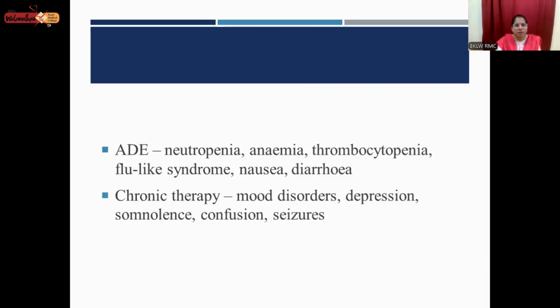These are the adverse effects. They reduce blood counts like neutrophils, RBCs, and platelets, and they mimic a flu-like syndrome when given IV, and may produce nausea and diarrhea. Chronic administration may lead to mood disturbances, depression, confusion, and seizures.